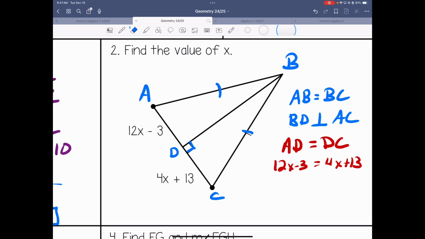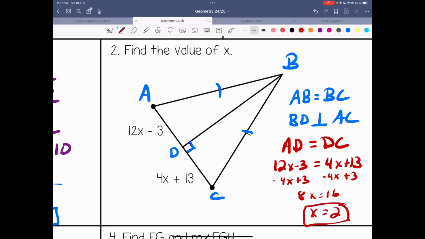So subtract 4x from both sides. Then add 3. So you get 8x equals 16. X equals 2. And you're done. Okay. Any questions with that second example?